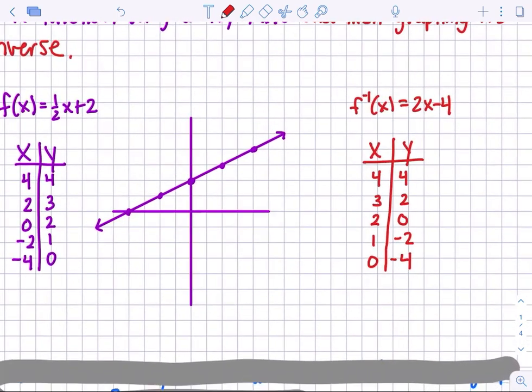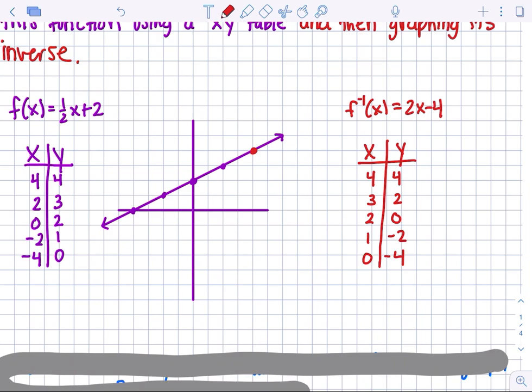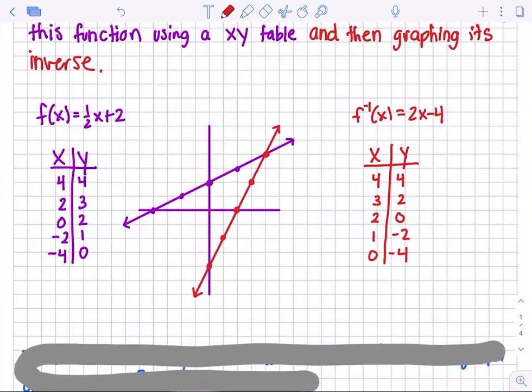So then we'll plot these: 4, 4, 3, 2, 2, 0, 1, -2, and 0, -4. And there's your inverse graph.